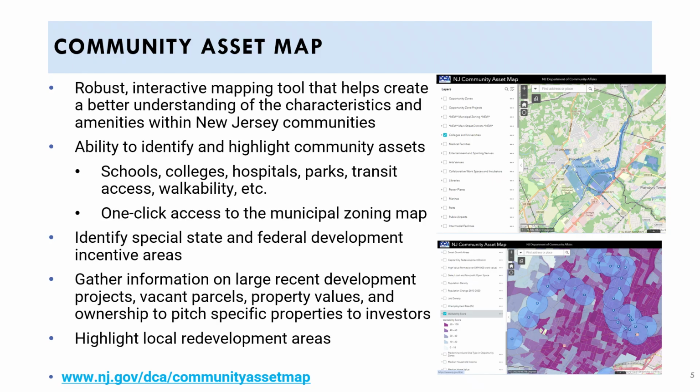You can also find parcel-specific information, such as vacant parcels, property values, and ownership to pitch specific properties to investors. And you can use the map to highlight local redevelopment areas through our areas in need of redevelopment layer. You can find the map at www.nj.gov/DCA/community asset map.